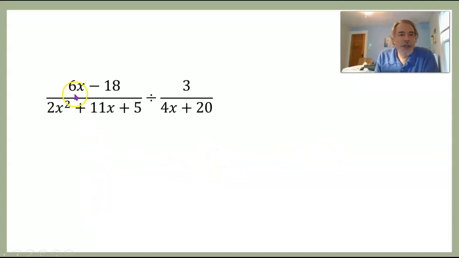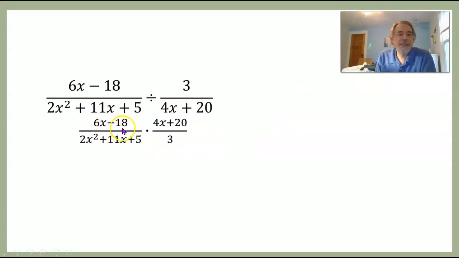Okay, how about this one? 6x minus 18 over 2x squared plus 11x plus 5 divided by 3 over 4x plus 20. So we start by turning this into a multiplication problem. First fraction stays the same, second one gets flipped over, and we have 6x minus 18 over 2x squared plus 11x plus 5 times 4x plus 20 over 3.